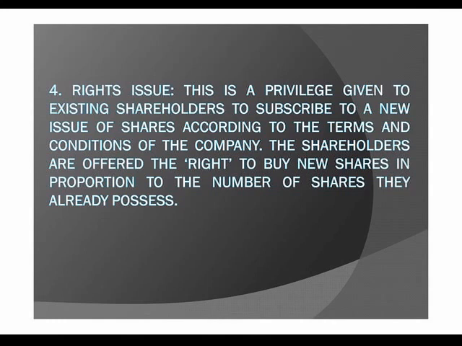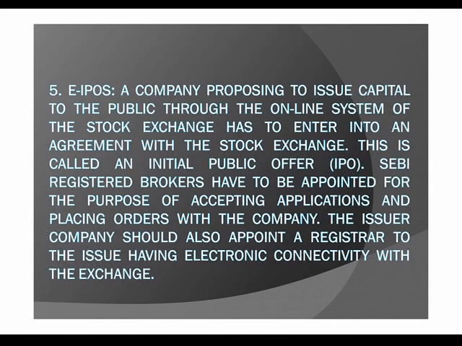The fifth one is EIPOs. A company proposing to issue capital to the public through the online system of the stock exchange has to enter into an agreement with the stock exchange. Why? Because without entering into the agreement with the stock exchange, it is not possible for them to issue the shares to the public. This is called an initial public offering.